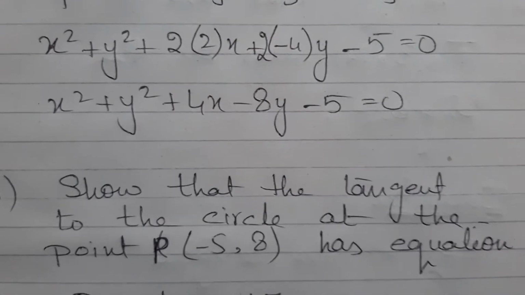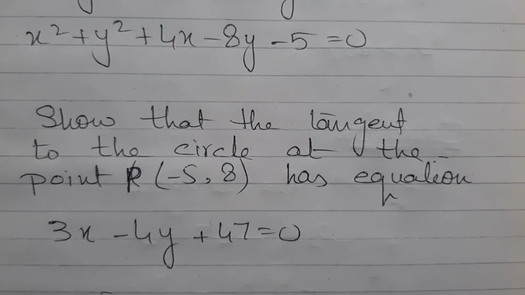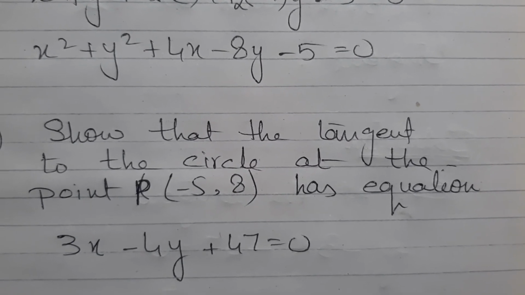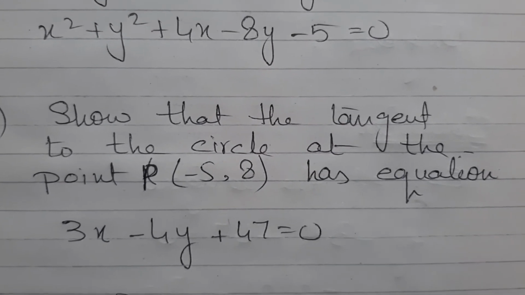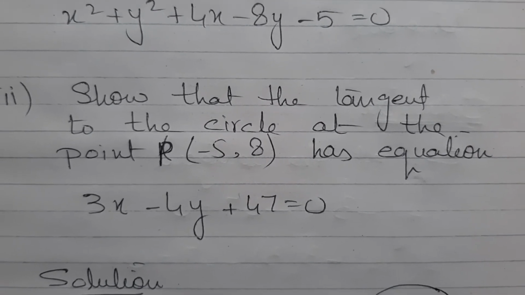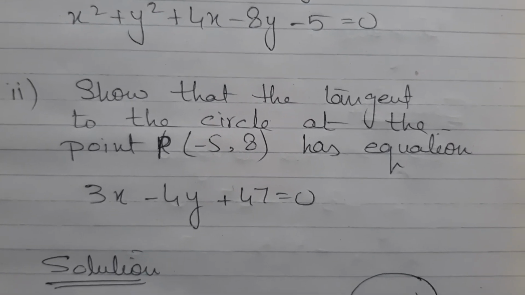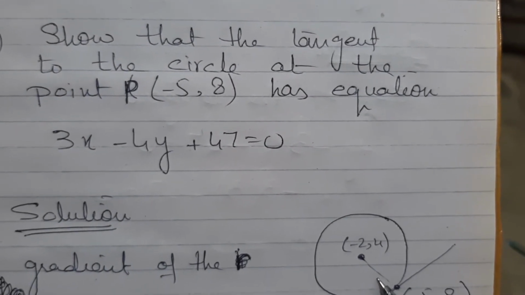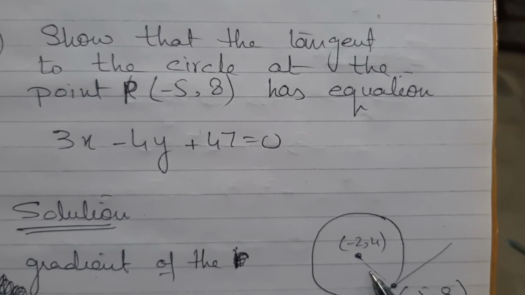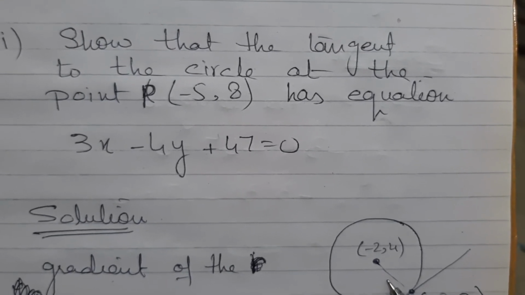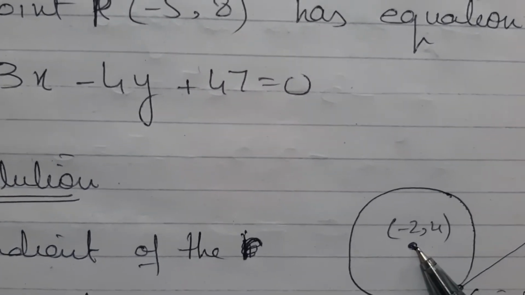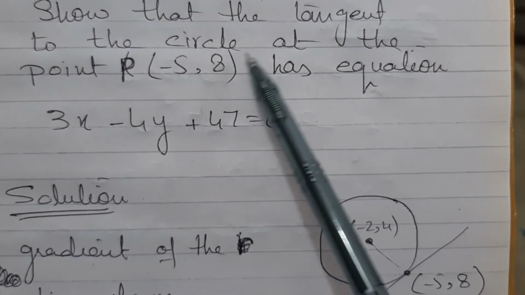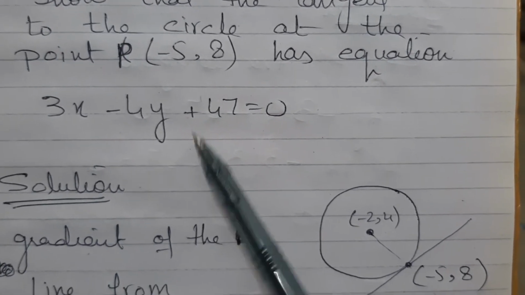What is the second part of the question asking? Show that the tangent of the circle at the point -5, 8 has this equation. So can you visualize what it means? Let me help you visualize it. Suppose this is the circle and the center is, what is the center we have just found? -2, 4, right?